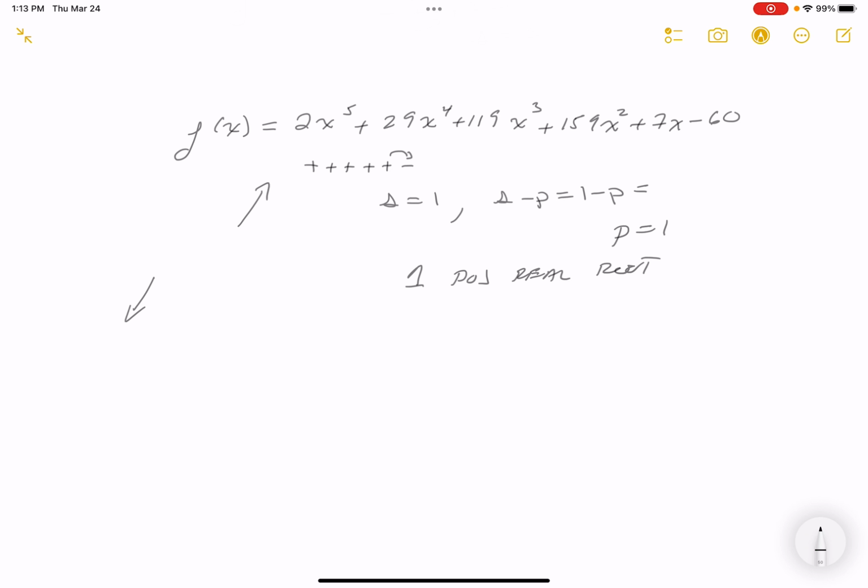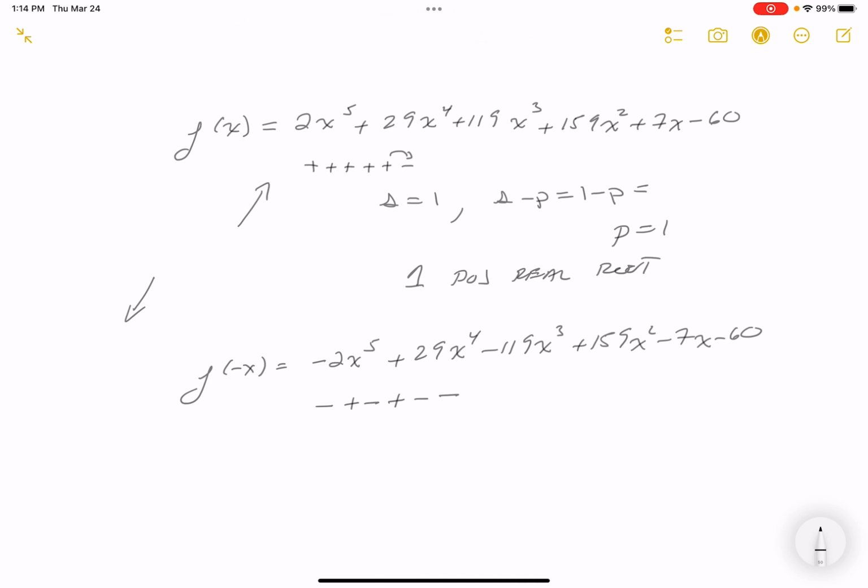All right, so I know there's one positive real root, and now I need to rotate the curve. When you rotate the curve, I'm taking the negative roots and making them positive, rotating it about the y-axis. So what do you get? Minus 2x^5 plus 29x^4 minus 119x^3 plus 159x^2 minus 7x minus 60. Let's write this down. Negative, positive, negative, positive, negative, negative.